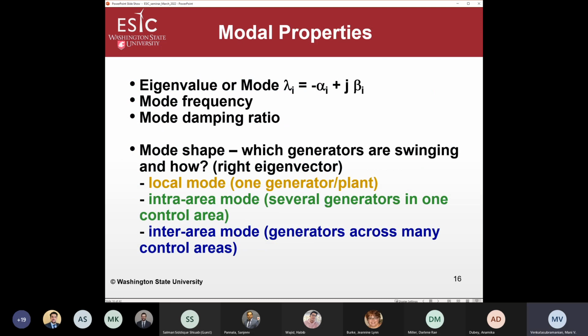Again, another concept from linear theory, and this is important for understanding the modes. And this will tell us how we can tell apart the local oscillations versus interarea oscillations. That has to do with the eigenvector. So if we look at the right eigenvector associated with a mode, and see what the dominant components of the eigenvector are, that can point to whether it is a local mode, in which case the eigenvector mostly comes from the states of one generator, or if it involves states from many generators, like we saw in the interarea oscillation, then it is a more complex mode, and these are referred to as the interarea modes.